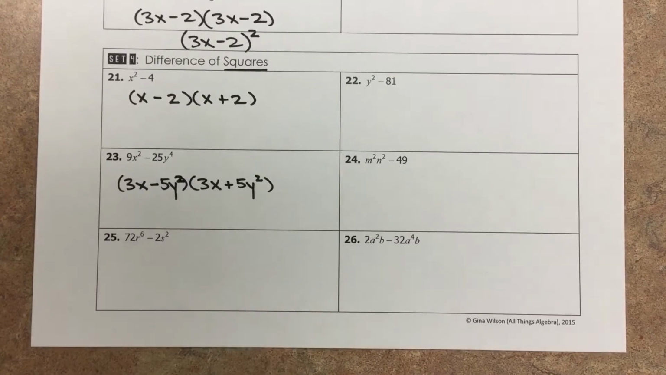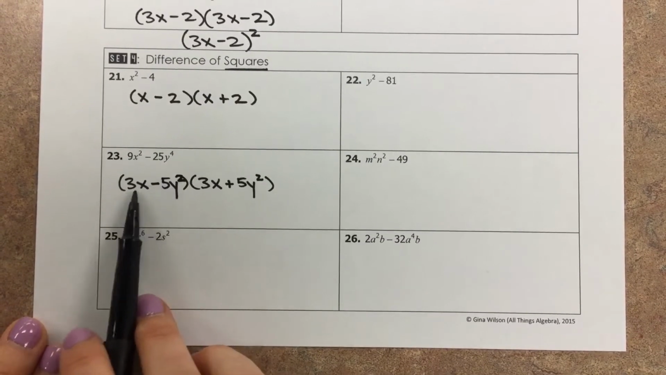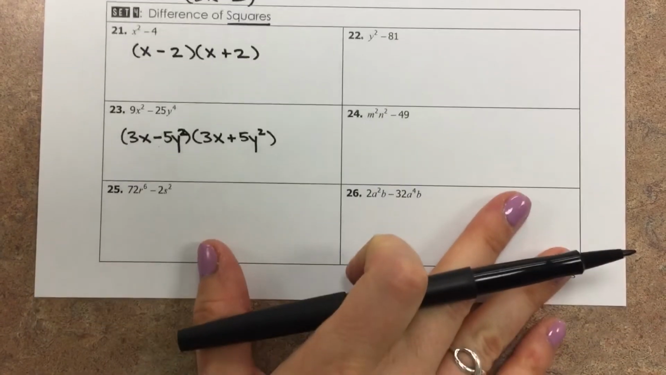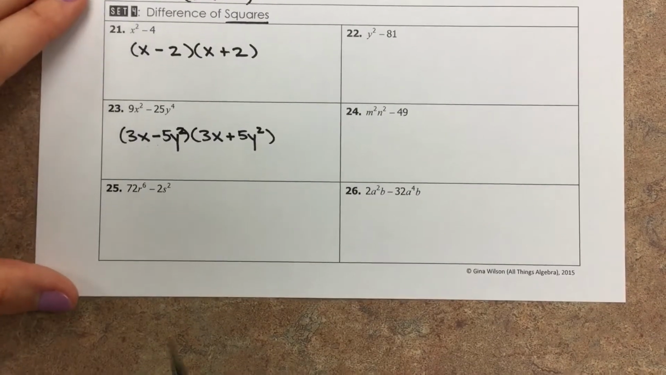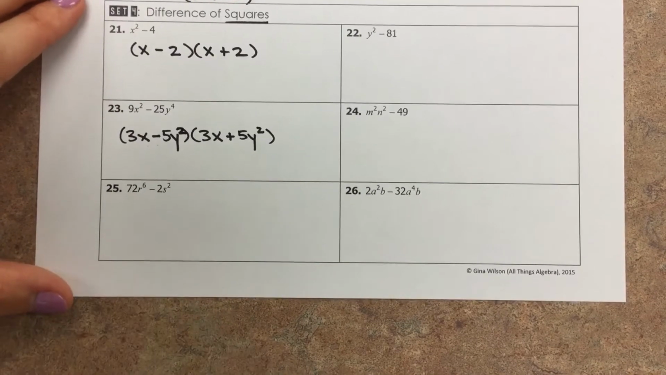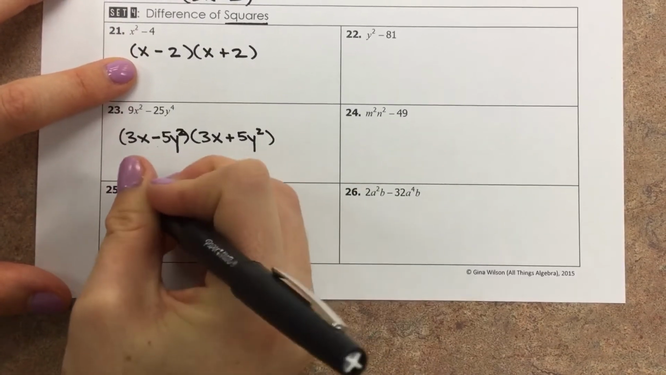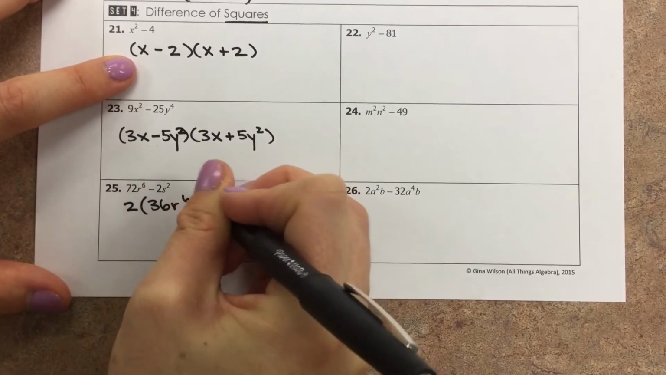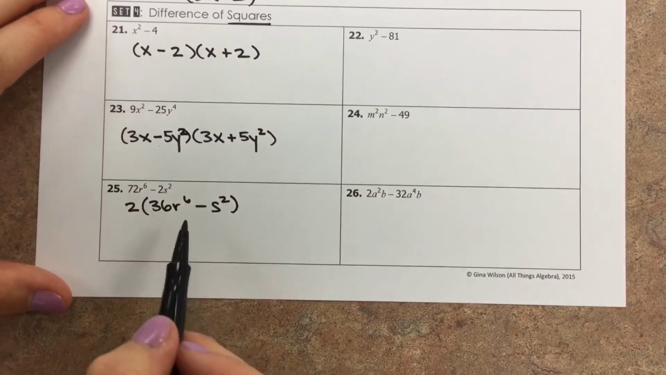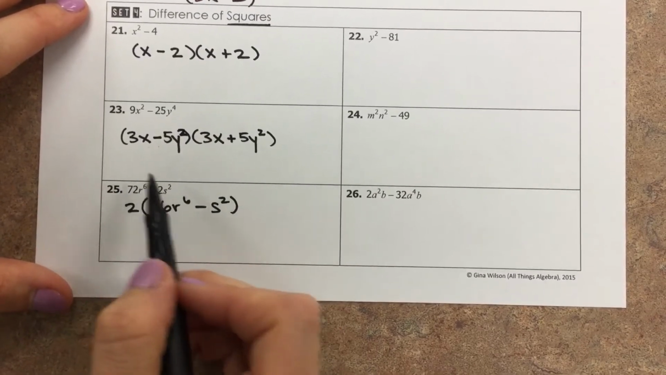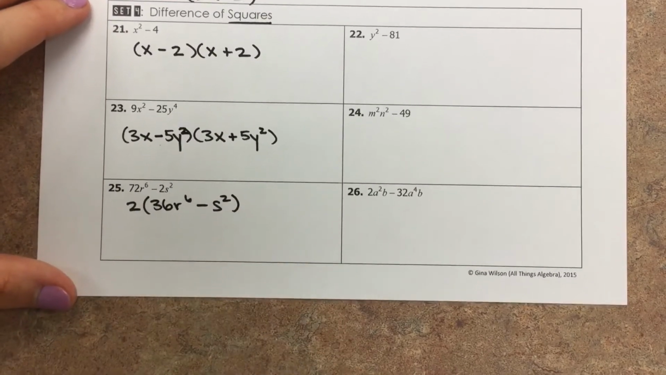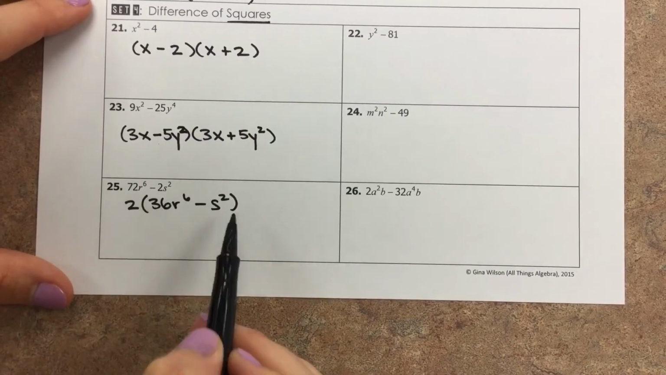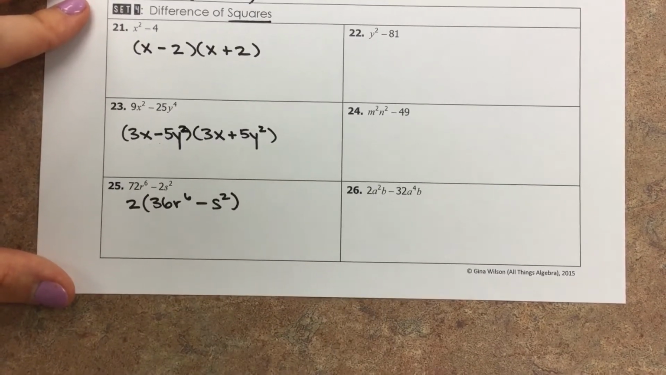And you can look and see if these factor any farther. Like this might be the difference of squares, but it's not. Neither one of these are perfect squares, so it's done. Last one, number 25, look for a GCF first. 72 and 2 are both multiples of 2. So we're going to first divide both of those terms by 2 and then go from there. So before the GCF, this was not a difference of squares because 72 and 2 are not perfect squares. But once I take the GCF out, 36 and 1 technically are perfect squares.